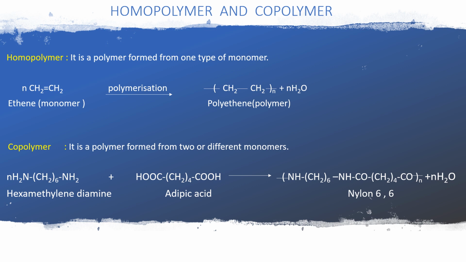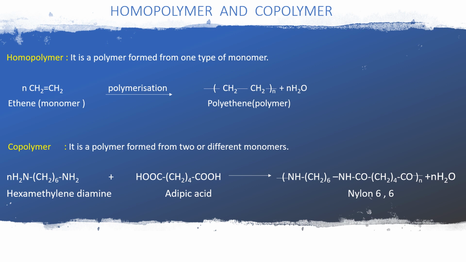So next one is copolymer. It is a polymer formed from two or more different monomers. Means in copolymer different types of monomers are used. For example, here I have taken hexamethylene diamine and adipic acid as the monomers. So you can see in the structure itself both are different monomers. They undergo polymerization to give nylon 6,6, which is the polymer.